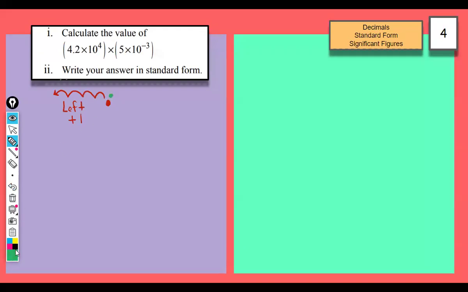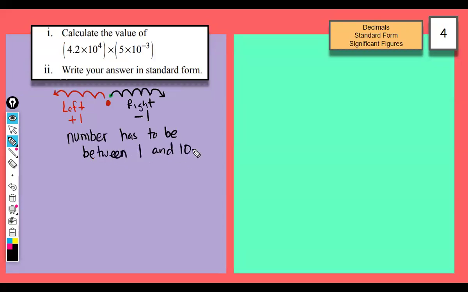If I move the decimal point the other way, to the right, for every jump that you make, the value decreases by 1. It goes down by 1. And for standard form, the number always has to be between what? 1 and 10. So I'll put in a little note here: the number has to be between 1 and 10. I'm leaving it on the screen. Let's move to a question.